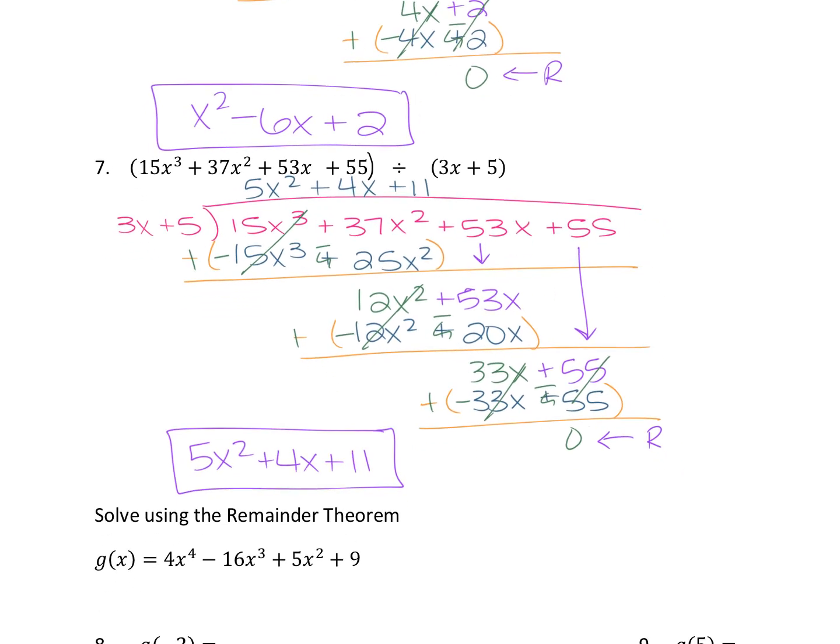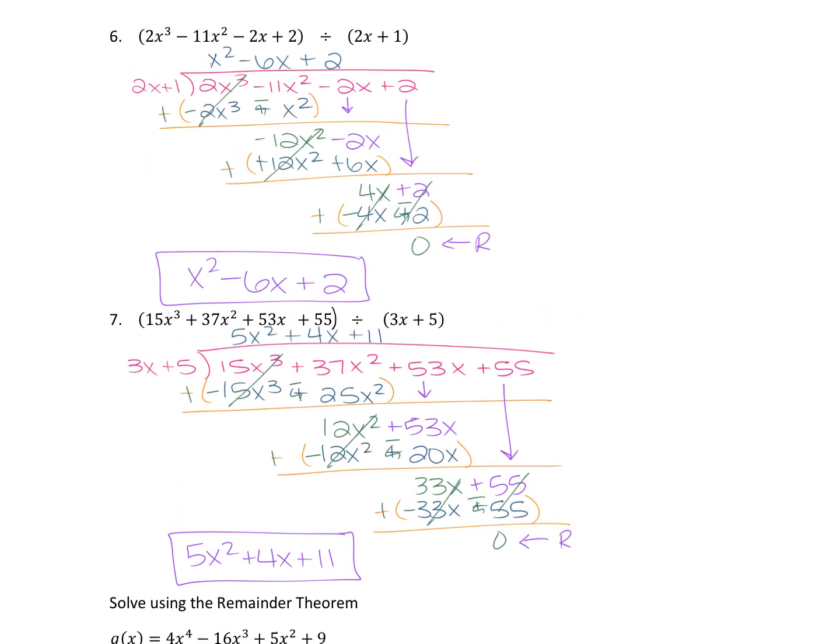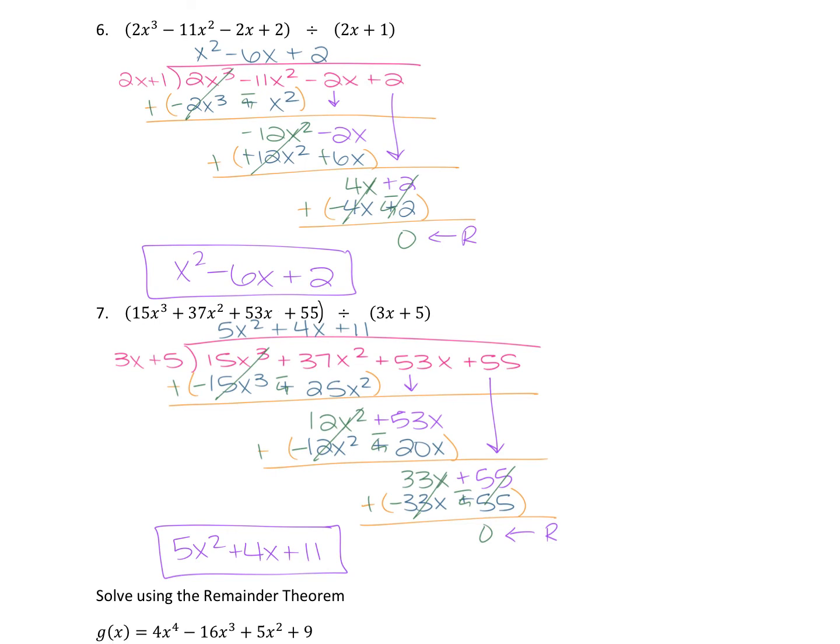Remember when we went over your lesson with the long division, if you do have a remainder, that remainder has to be added to your answer and it goes over what you divided by. So let's say with this last question, number 7, if you did have a remainder and let's say it was -3, your answer would just have plus -3 over 3x plus 5 added to it.